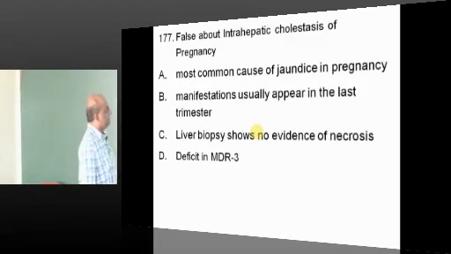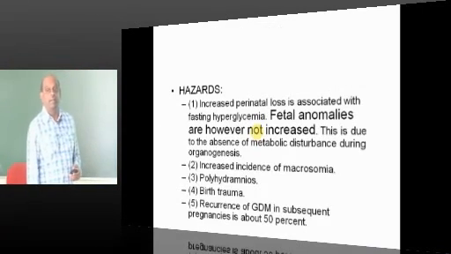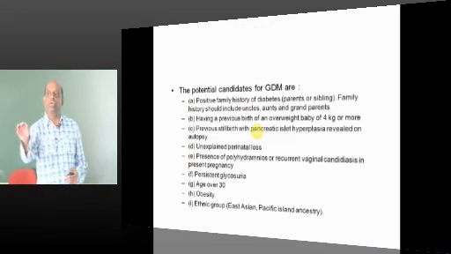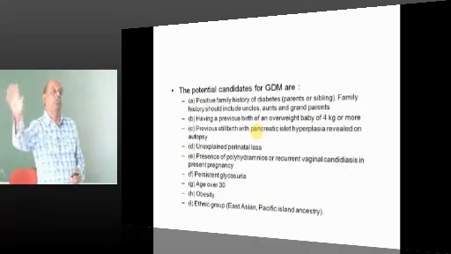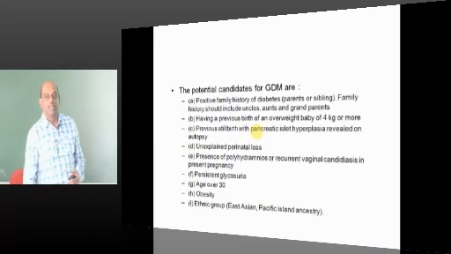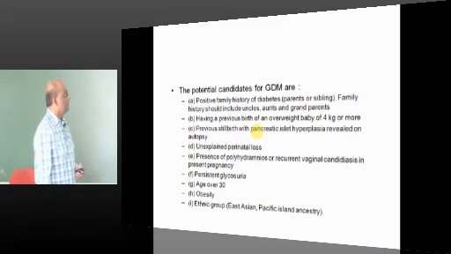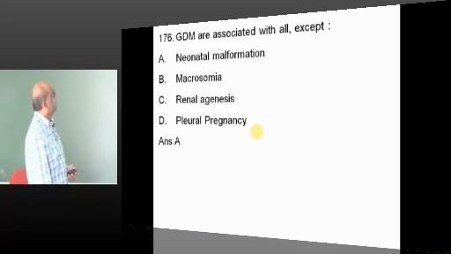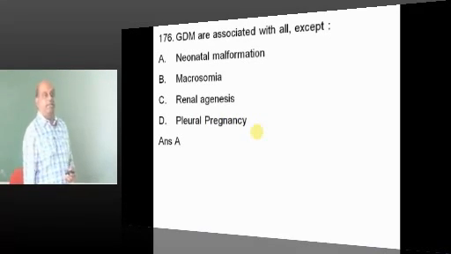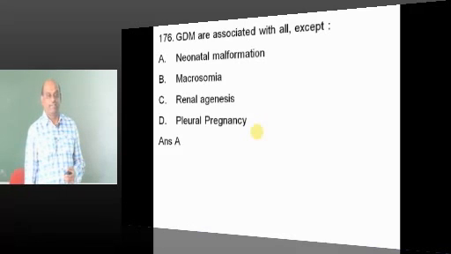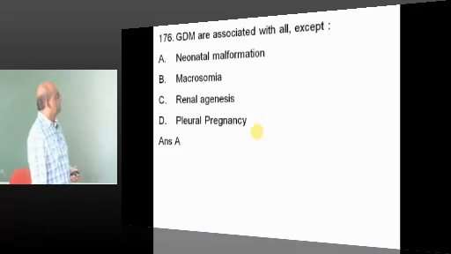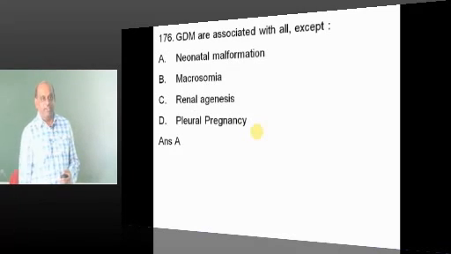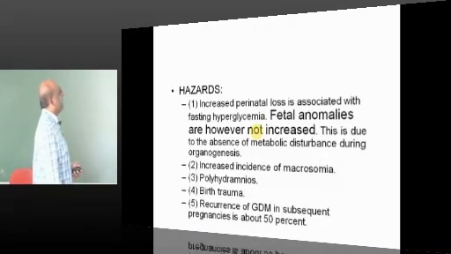Fetal anomalies. See, they found plural pregnancy more commonly in the people who are found to have GDM later. That's the idea. What is the other thing? Renal agenesis is known to have an association. No, it leads to oligohydramnios. That's a different story. We are talking about incidence per se. Okay.